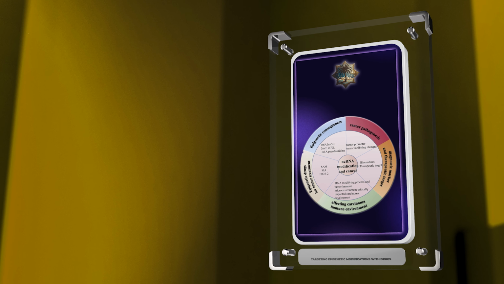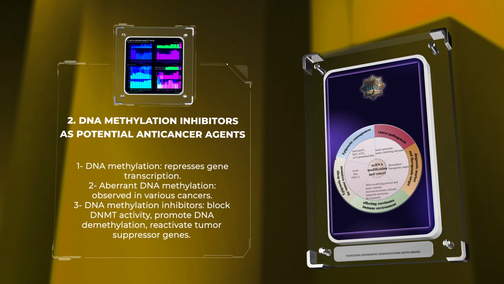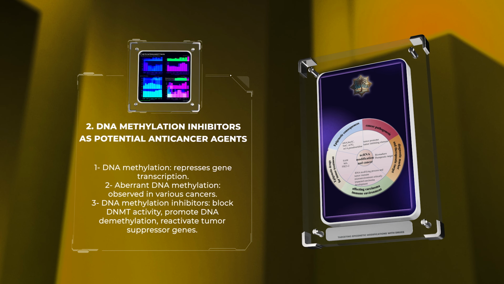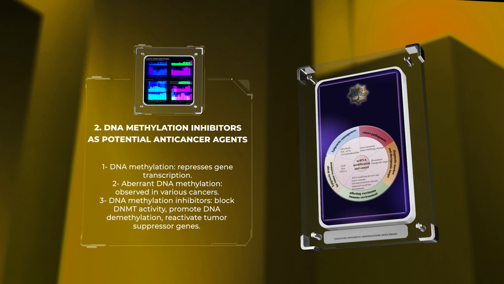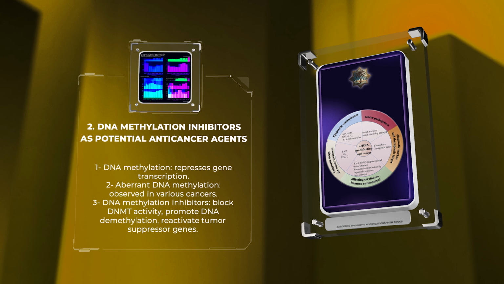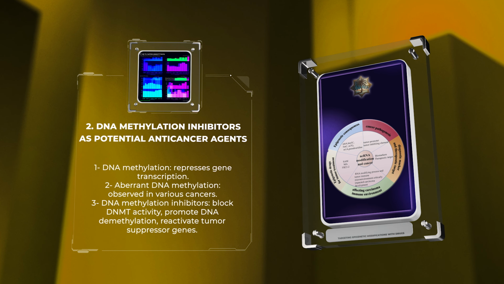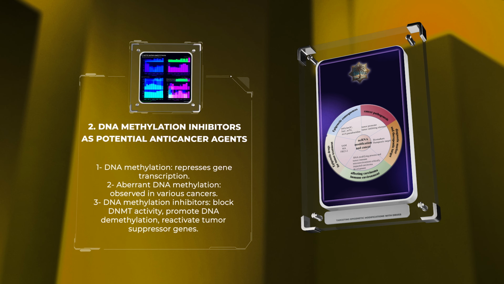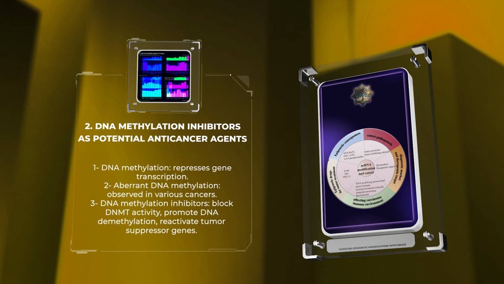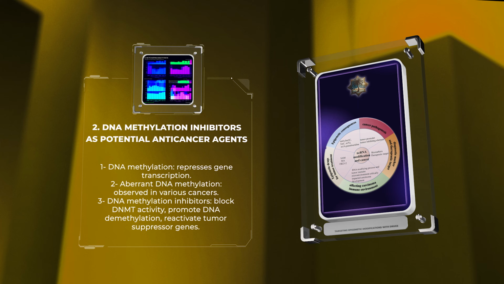DNA methylation is another crucial epigenetic modification involved in gene regulation. The addition of a methyl group to cytosine residues in CpG dinucleotides by DNA methyltransferases, DNMTs, represses gene transcription. Aberrant DNA methylation patterns are observed in various cancers, contributing to tumor progression. DNA methylation inhibitors, such as 5-azacitidine and decitabine, block DNMT activity and promote DNA demethylation, leading to the reactivation of tumor suppressor genes. These inhibitors have shown promising results in the treatment of hematological malignancies.